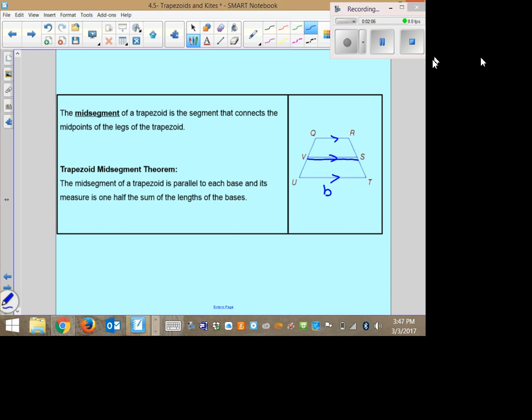So if this is base 1, and up here we have base 2, the length of the midsegment is going to be base 1 plus base 2 divided by 2. And that is the length of our midsegment there, VS.